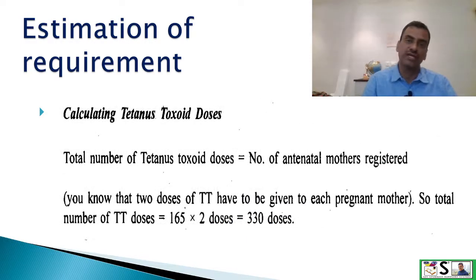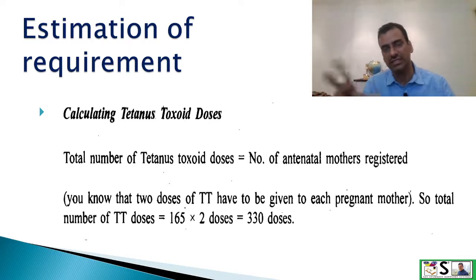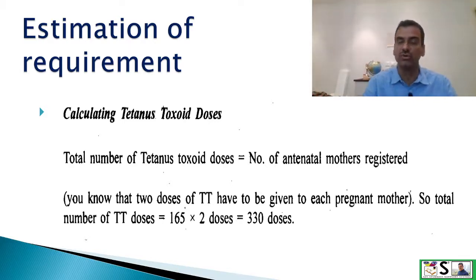Then calculation of tetanus toxoid doses, or for calculating any other vaccination, but here we are calculating for TT for the mother. The total number of tetanus doses is based on the total number of antenatal mothers registered. We normally provide 2 TT doses to the mother. So with 165 antenatal registrations, and 2 doses of TT given, we need 330 doses for the year.